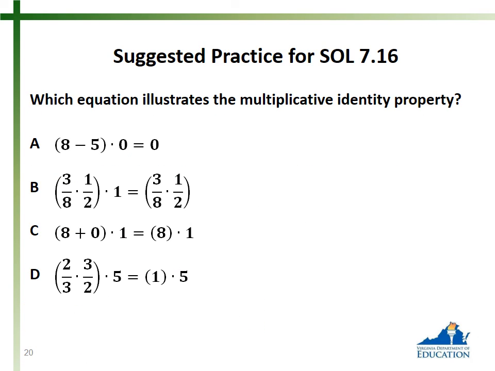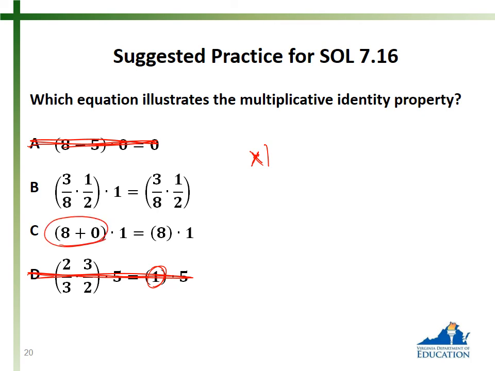Which equation illustrates the multiplicative identity property? So for identity, this is where I would multiply the left times 1. And so to see what happens on the right. So automatically I'm going to cross out A because that's when multiplying by 0. D gives me the inverse. 2/3 times 3/2 gives us 1. And so here we have B and D and C.